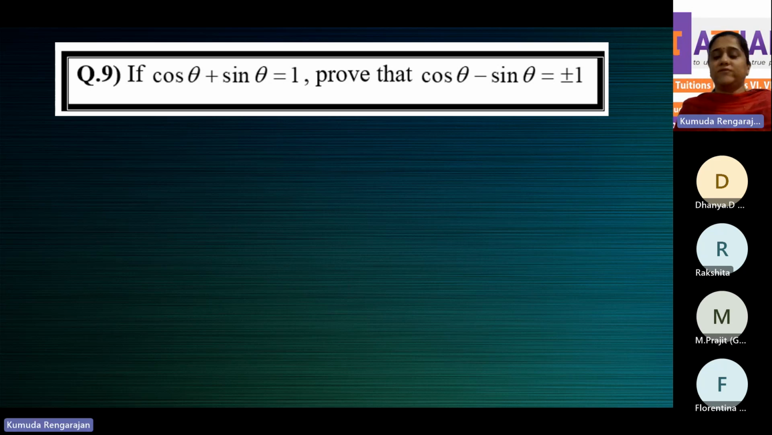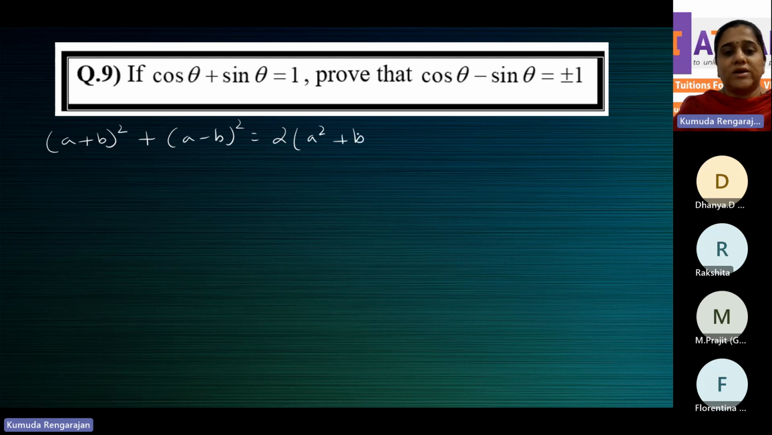You can do this by yourself. Use the identity. A plus B the whole square plus A minus B the whole square is equal to 2 of A square plus B square. Use this identity, and in place of A, use cos theta and B sin theta, right?